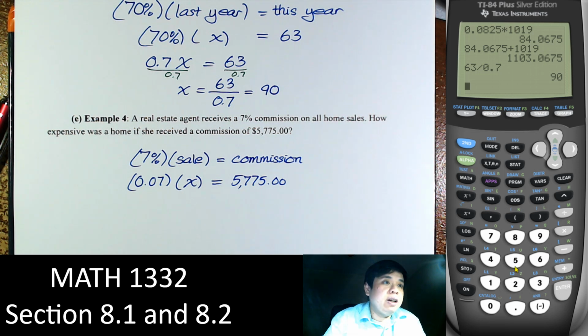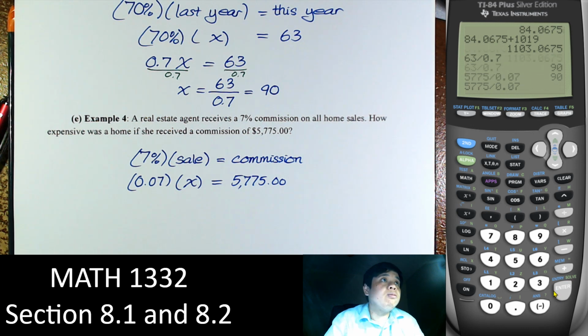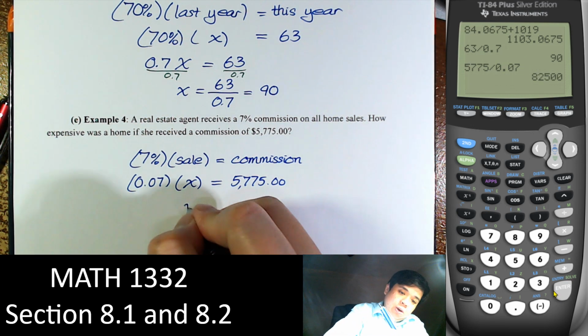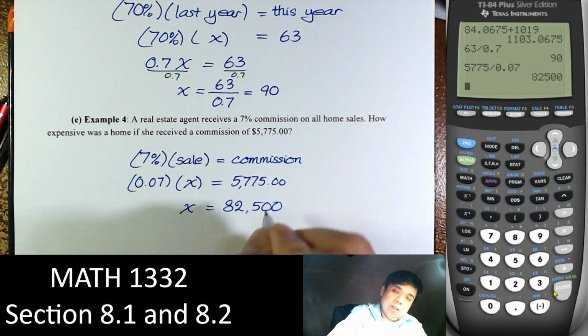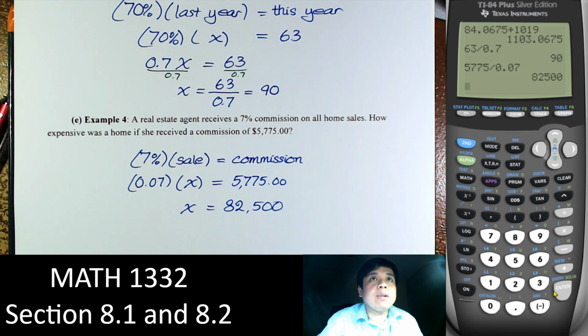Now we take 5,775 divided by 0.07. So x is equal to 82,500.